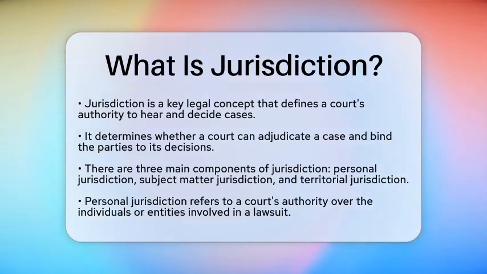Jurisdiction has three main components. First, we have personal jurisdiction. This is about a court's authority over the individuals or entities involved in a lawsuit. For a court to proceed with a case, it must have legal power over the defendant. This often hinges on the defendant's connections with the state where the court is located.